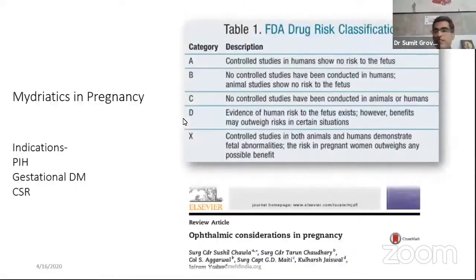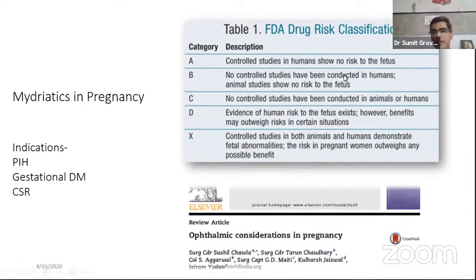Another special circumstance is mydriatics in pregnancy. We all know that indications in pregnancy are pregnancy-induced hypertension, gestational diabetes mellitus, CSR, and in fact, macular edema is much more common during pregnancy. And those who work in a hospital setting may find that referrals come from the obstetric department routinely for the fundus examination of the pregnant female.